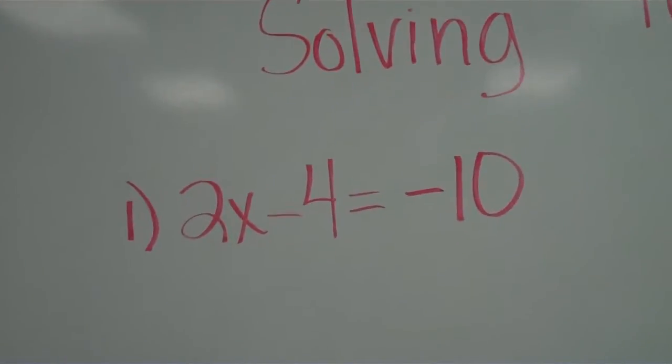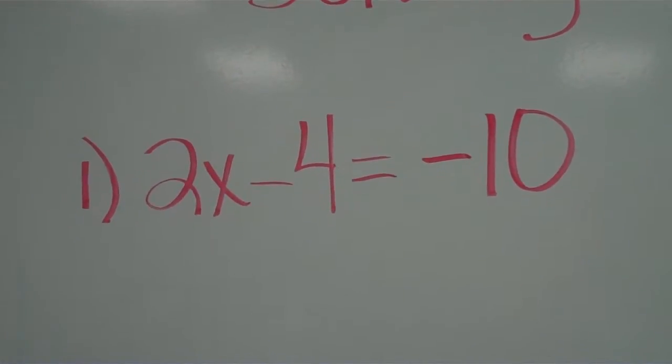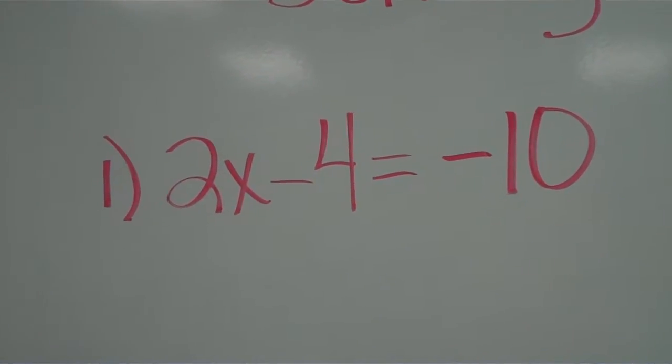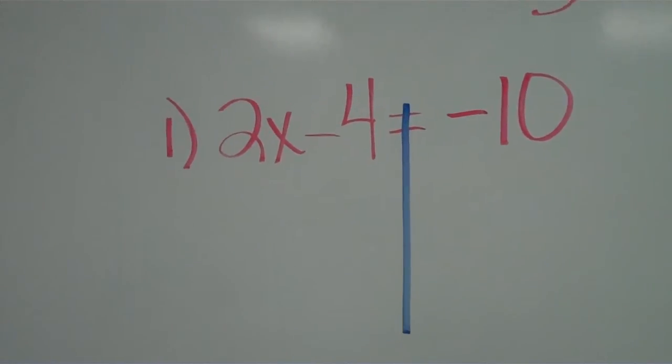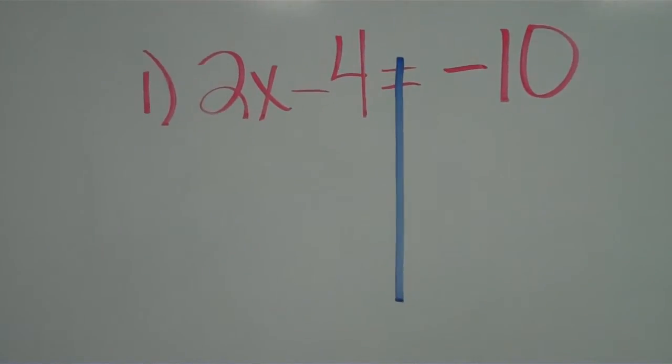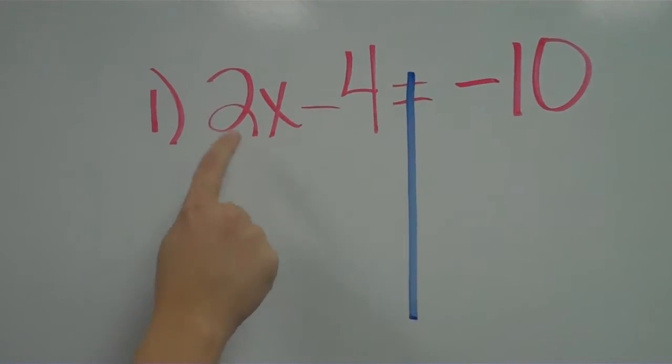It says 2x minus 4 equals negative 10. So 2x minus 4 equals negative 10. The first step you're going to always do is draw your line, just like last time. I always want you to draw that line. Okay? Now, this is what's different: now we have two different things going on, not just one.